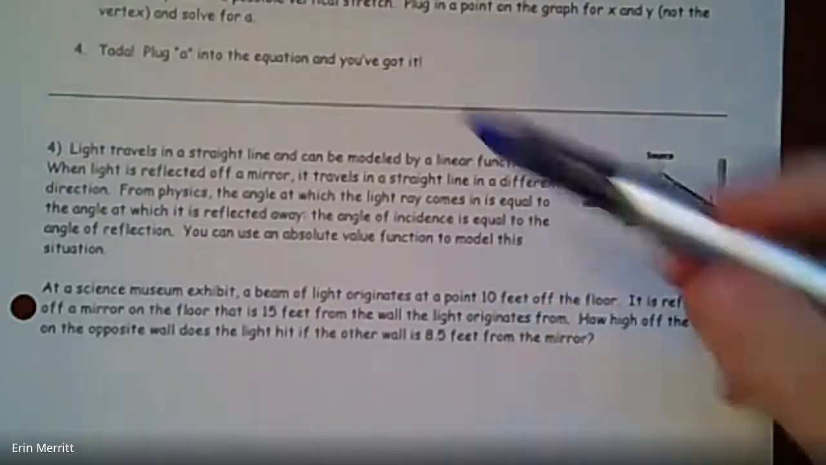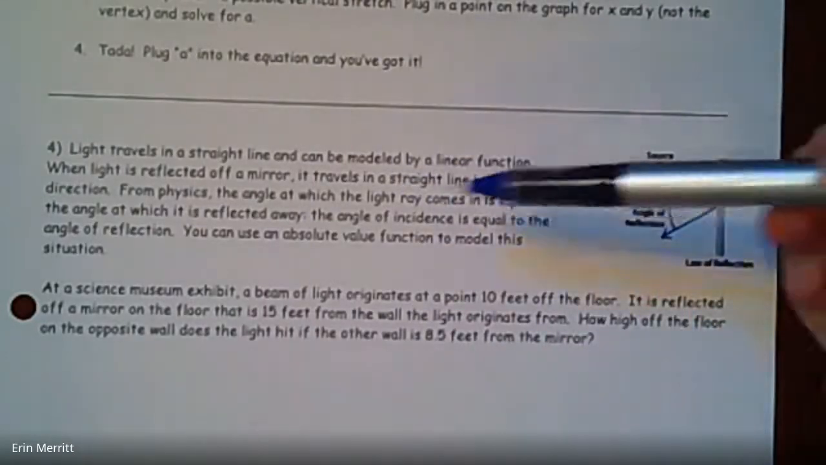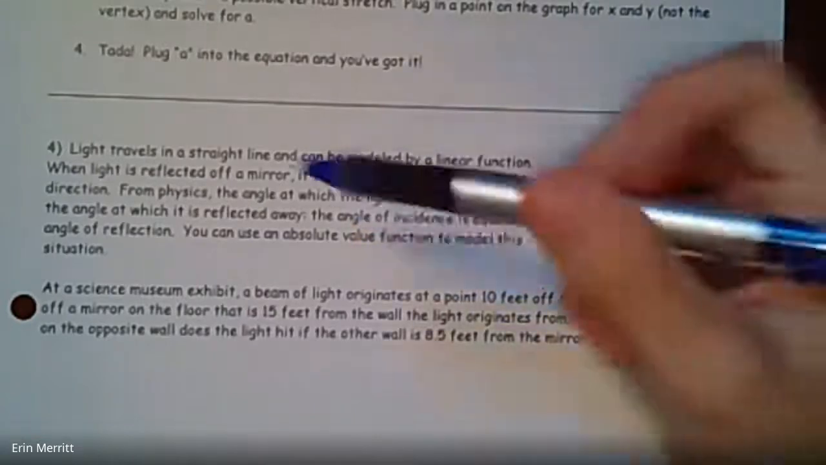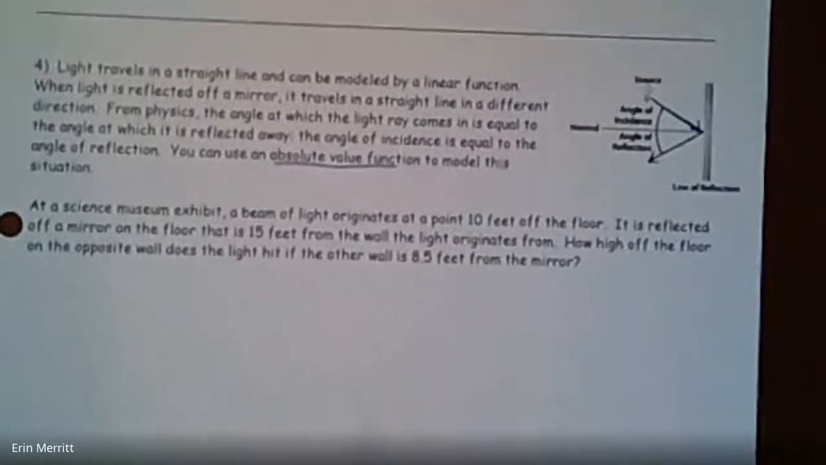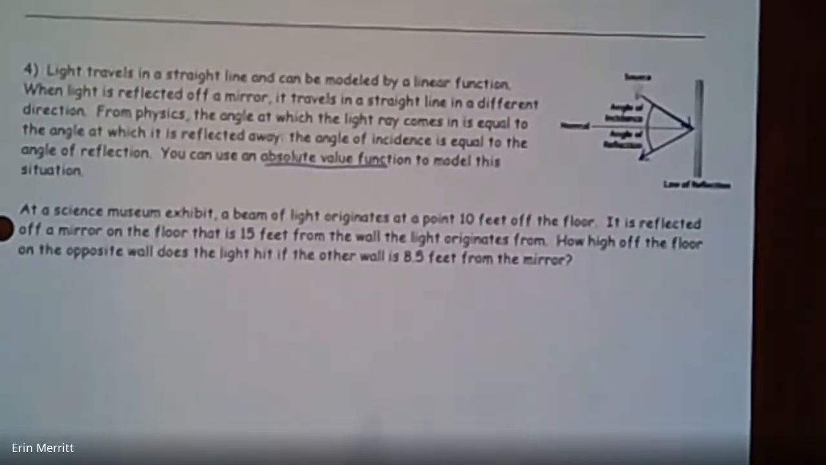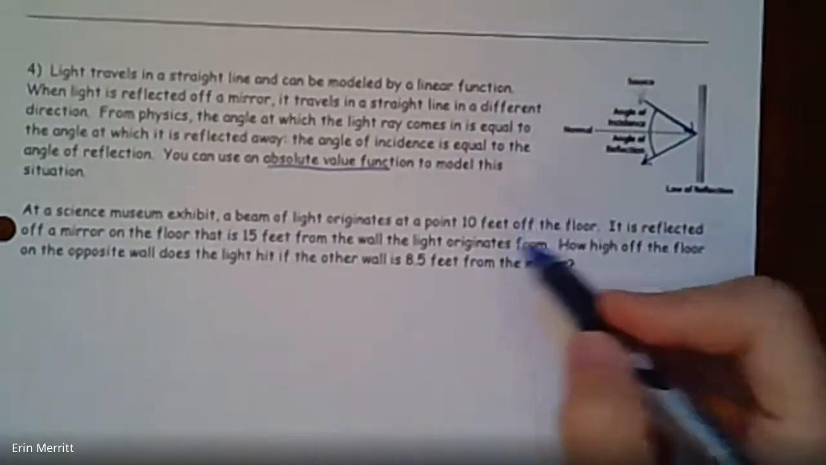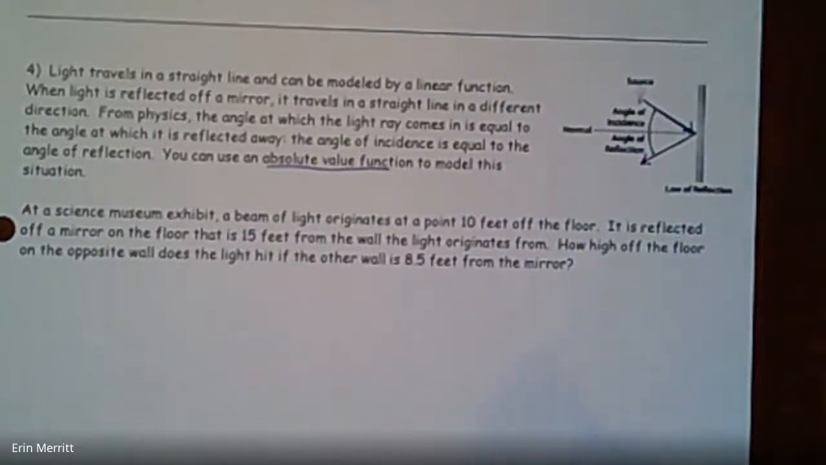So it's saying, for physics, light comes in at the same angle and is reflected away, so we can use absolute value to model it. There you go. At a science museum exhibit, a beam of light originates at a point 10 feet off the floor. It's reflected off a mirror on the floor that's 15 feet from the wall that the light originates from. How high off the floor on the opposite wall does the light hit if the other wall is 8.5 feet from the mirror?